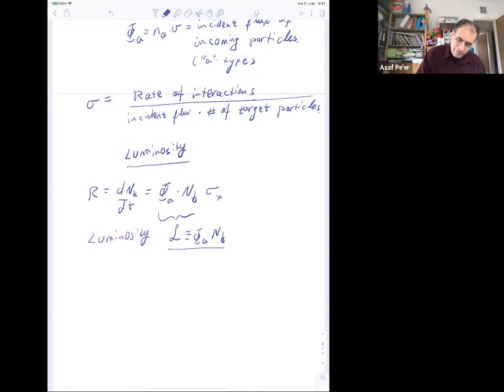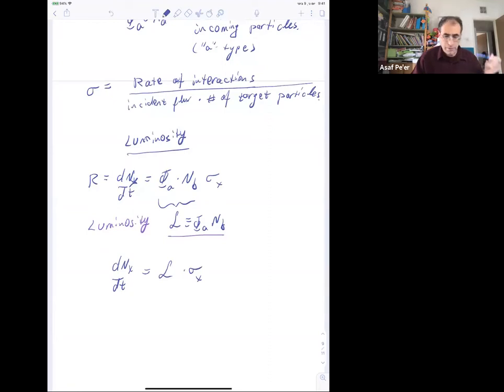This is the rate of interactions. So we have dN_x over dt. It's just the luminosity, which I write with a curly L, times the cross section. Now, of course, the advantage is that this L is something which we control in the lab, or at least we can measure, have some way of determining experimentally. It is controlled experimentally.